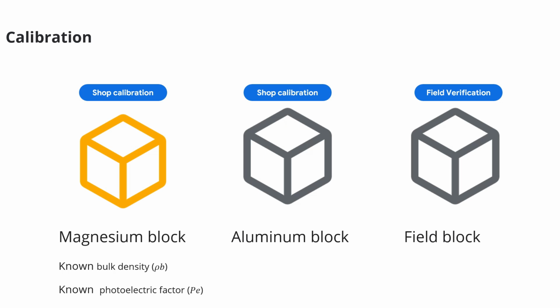However, it must be noted that the ability to produce accurate values of bulk density and photoelectric factor is guaranteed through calibration. For this, the porosity tool is calibrated at the shop in an aluminum block and a magnesium block, both of which have known values of bulk density and photoelectric factor. Once at the well site, a field block made of aluminum is used for field verifications before and after logging the tool in the well.